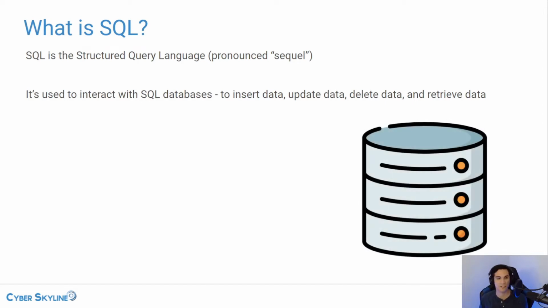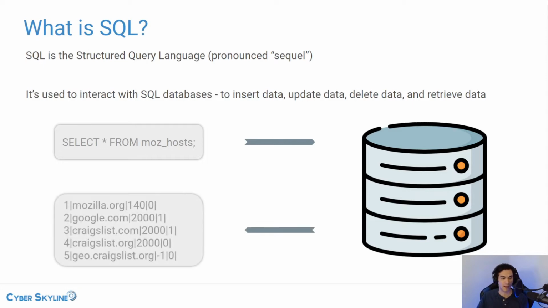We've got the database here on the right side, and then we use a SQL query, which is a set of text that is sent over a computer network and is compliant with the SQL syntax. That's used to tell the database what to do. So right now we have this SELECT * FROM moz_hosts. This is saying, hey, get me all the data from moz_hosts. And then the database will respond back with all of the data from moz_hosts. That's basically what it's doing, right?